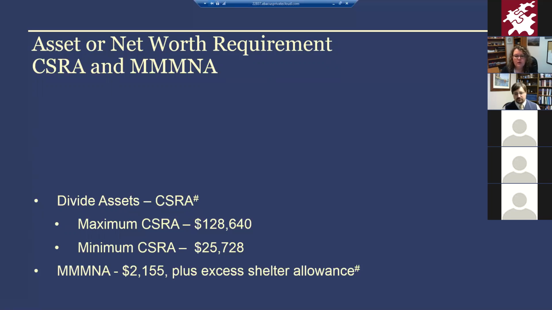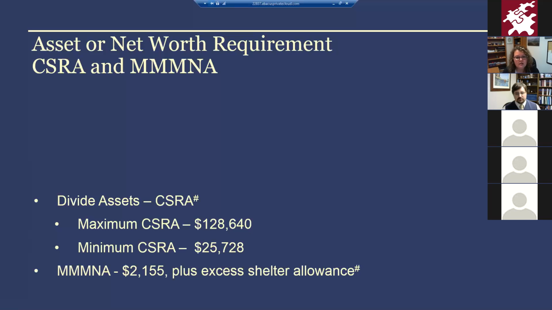But at this point, the maximum community spouse resource allowance, the countable resources that the well spouse can have in their name in order for the ill spouse to qualify for Medicaid, is $128,640. The minimum is currently $25,728. And when it comes to the community spouse's income allowance, the minimum is currently $2,155.